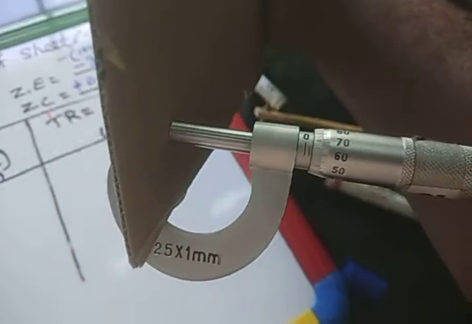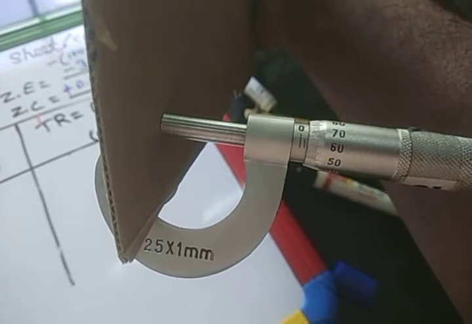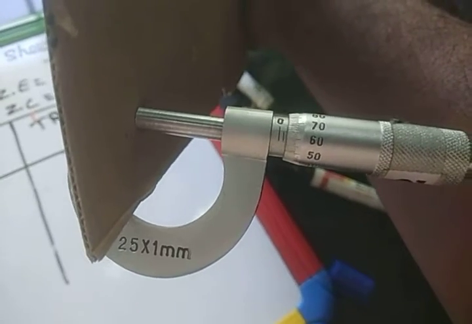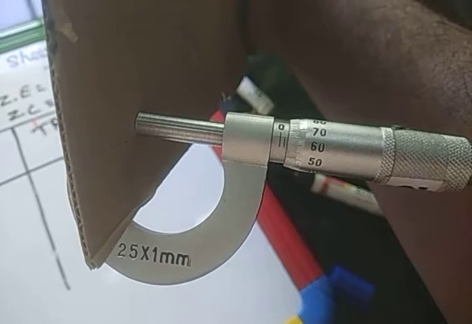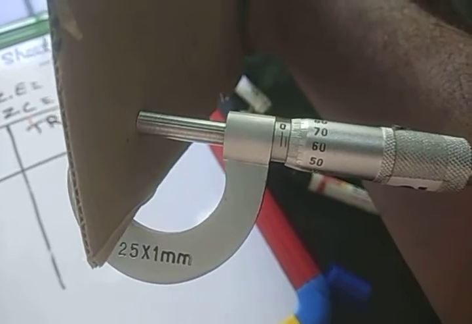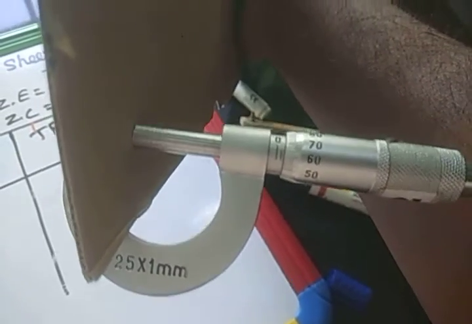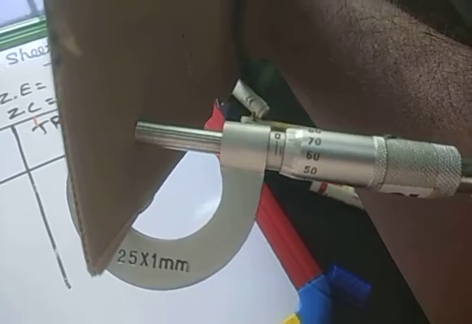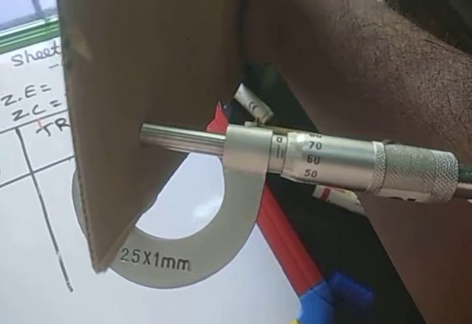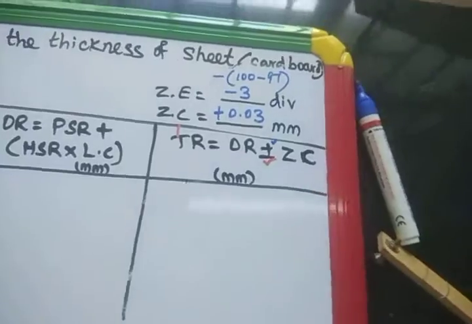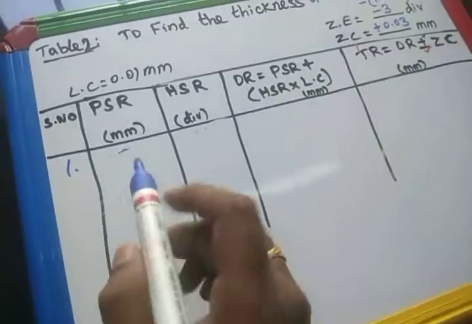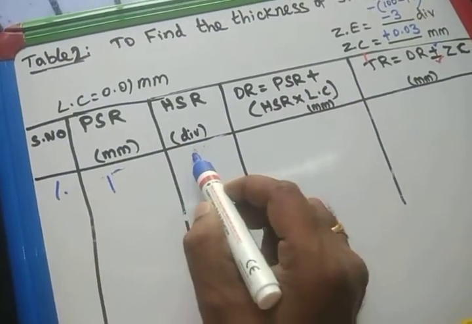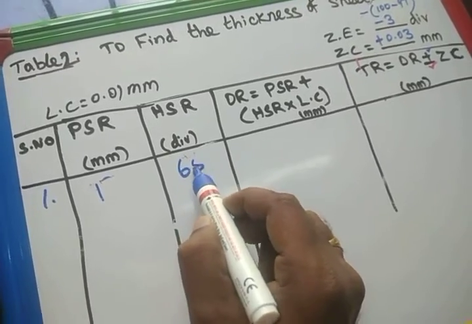Then what is the baseline coincident? Baseline exactly coincident with 65. There is a 60 and 70. That baseline is exactly coincident with 65. So pitch scale reading is 1 and the head scale reading is 65. So now I will write this in the tabulation. Pitch scale reading is 1 and the head scale reading is 65.